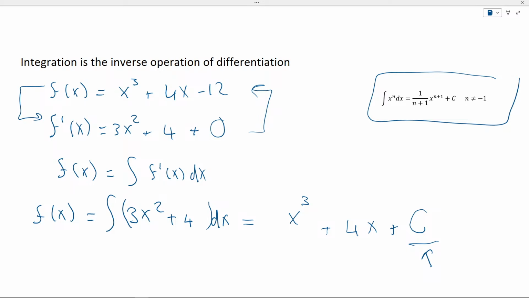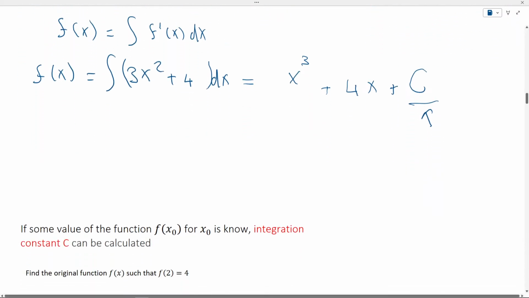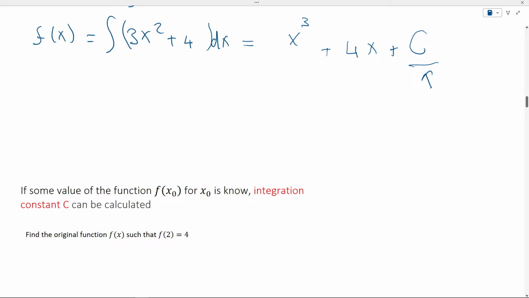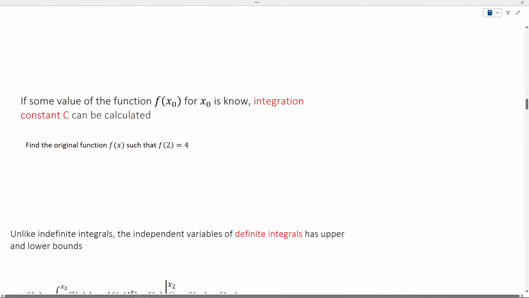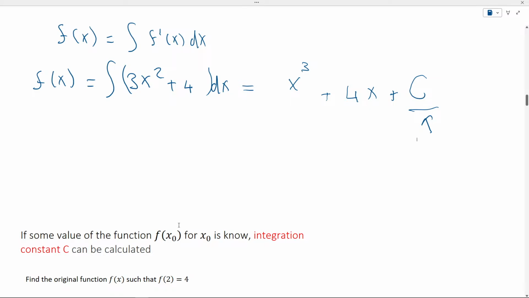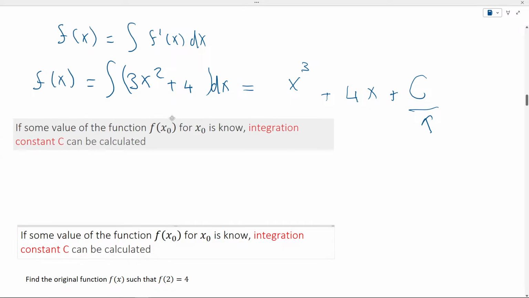That is the additional condition. So let's see how we can recover this constant. To recover this constant, you need additional information. So let's put the additional information that we have here.